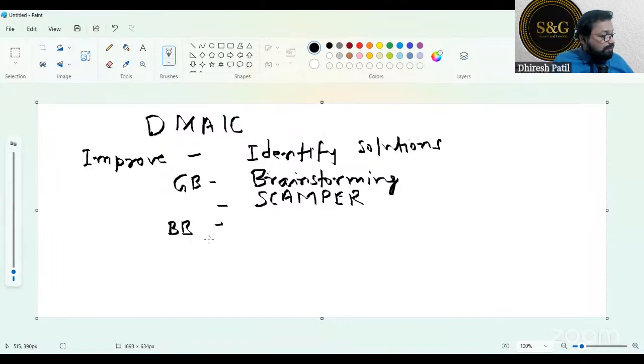So what are the tools we have? You will see something called 6-3-5 brain writing method. Write this down.